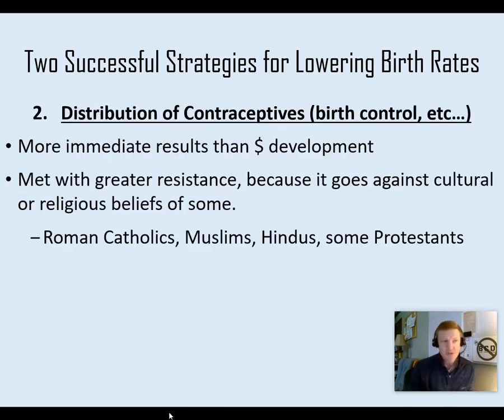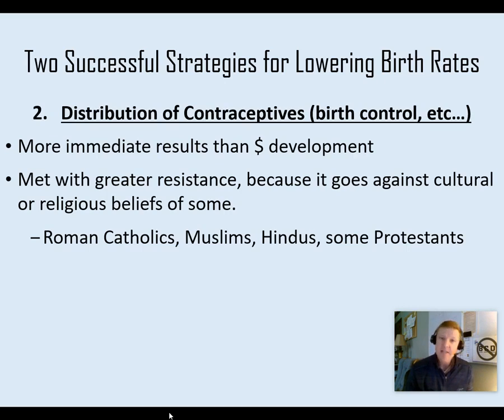The second successful strategy for lowering birth rates is going to be distribution of contraceptives. And I just want to highlight 2 things here. One, the results, as we will see in the case of Bangladesh, the results of contraception distribution are immediate. It happens quicker than, say, for example, economic development. That can take years and years and years to pursue greater levels of economic development. But the results of contraception happen pretty quickly.